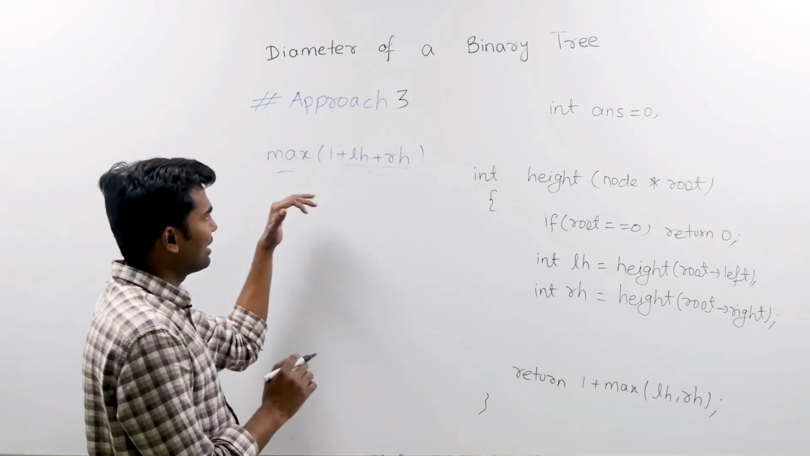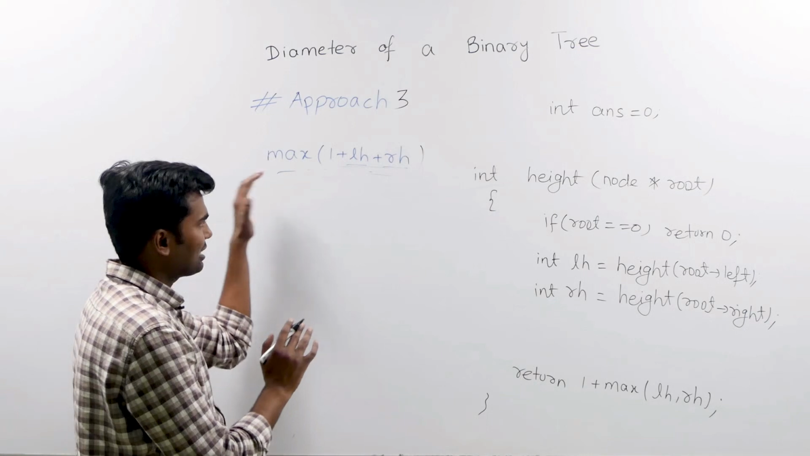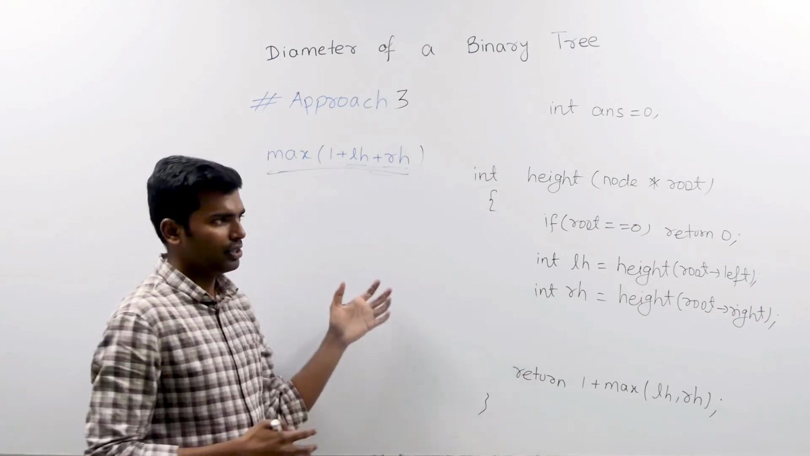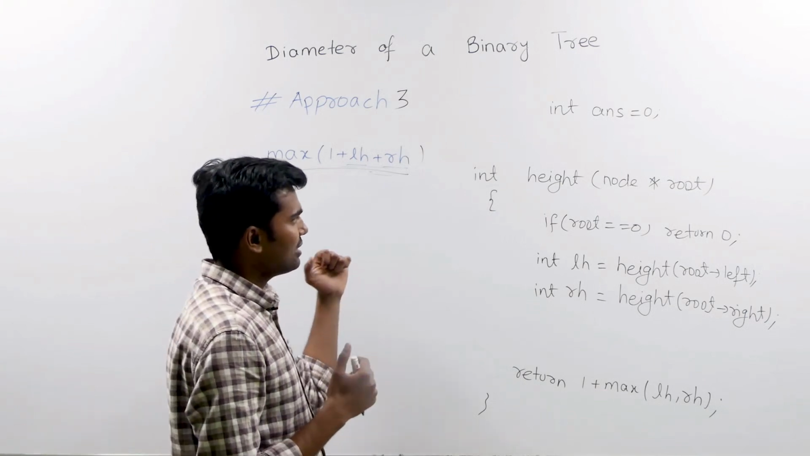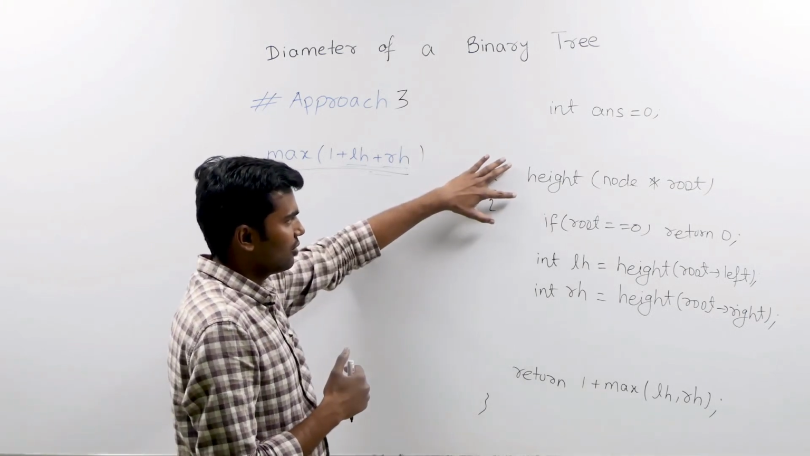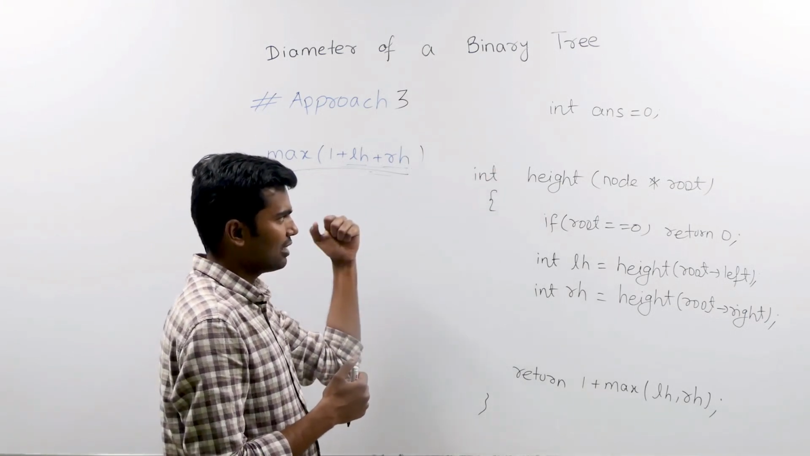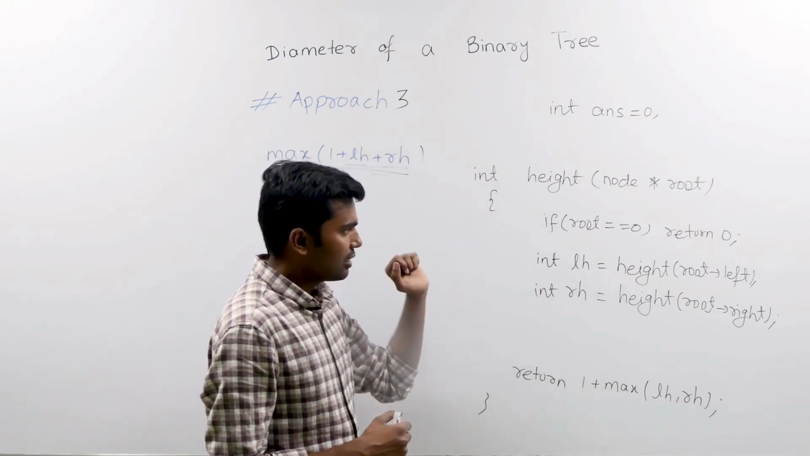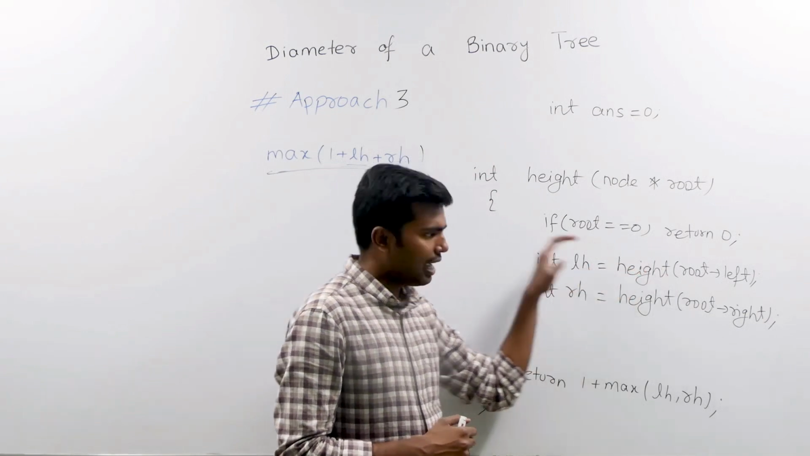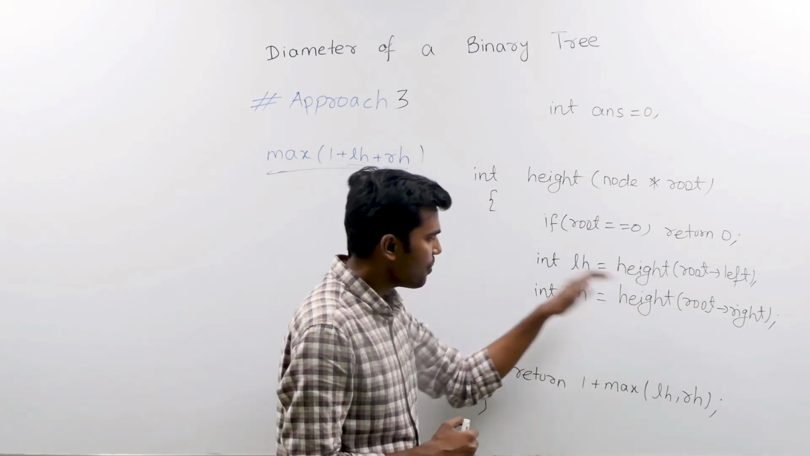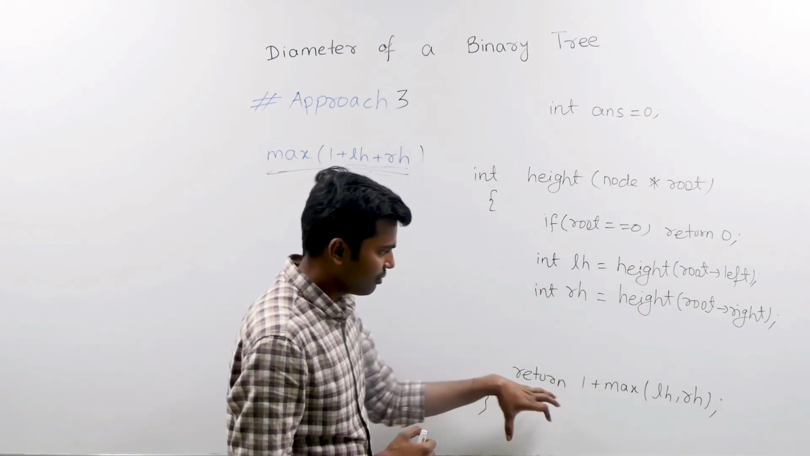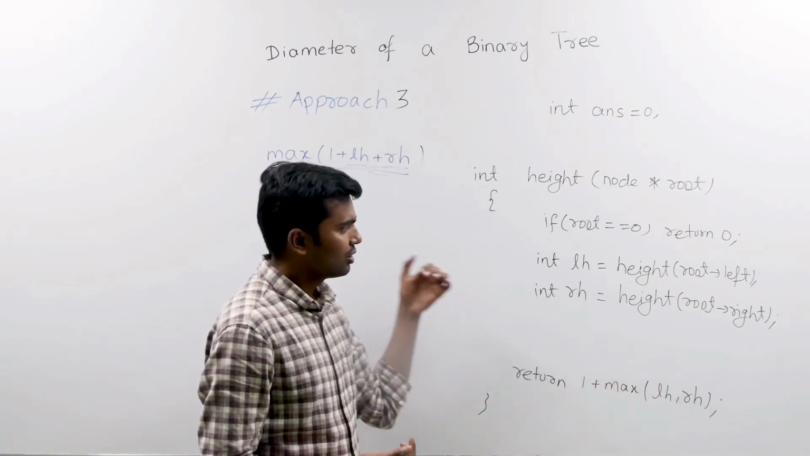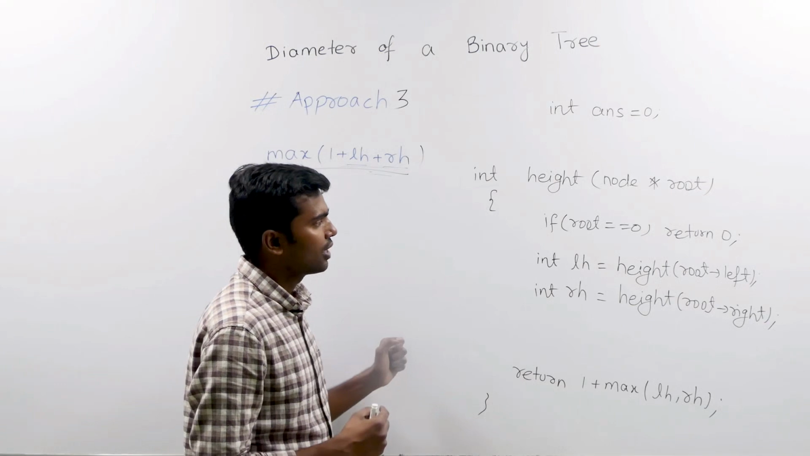And again, the logic is same. The diameter is nothing but the maximum value of this expression for any node. So if you see the height function very carefully, then we can easily find that in the height function only we find the height of left subtree and we find the height of right subtree, and then we return the maximum value of left height or right height plus 1, right? So this is what we do in the height function.